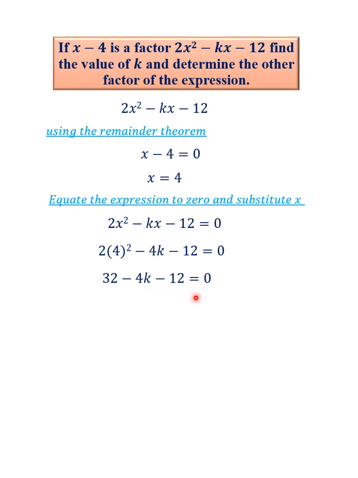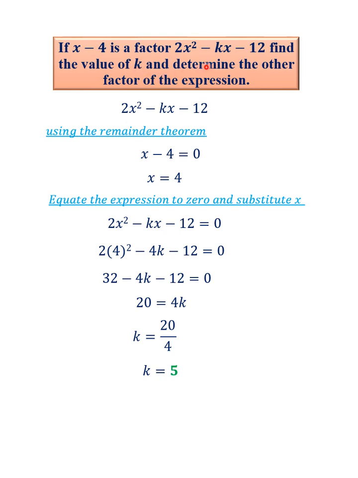This is a simple linear equation, and it's very easy to get the value of k. 32 minus 12 is 20. This 4k is negative 4k, and by the time it crosses over, it becomes positive 4k. Dividing both sides by 4 will give us k equal to 20 divided by 4, which means the value of k is 5.